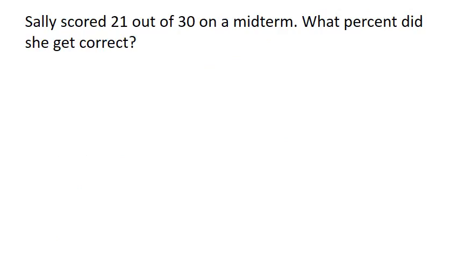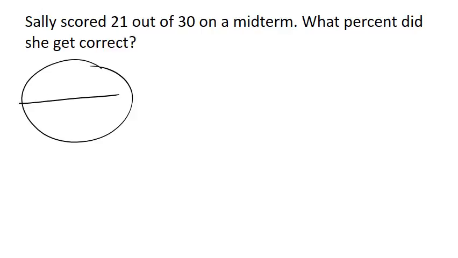This is my favorite use of the percent circle. The question I always get is, well, what grade is this? We can use the percent circle to figure out what kind of grades you're getting. All right, so Sally scored 21 out of 30 on a midterm. What percent did she get correct? So by looking at a percent, we can figure out her grade. We need to make the percent circle.